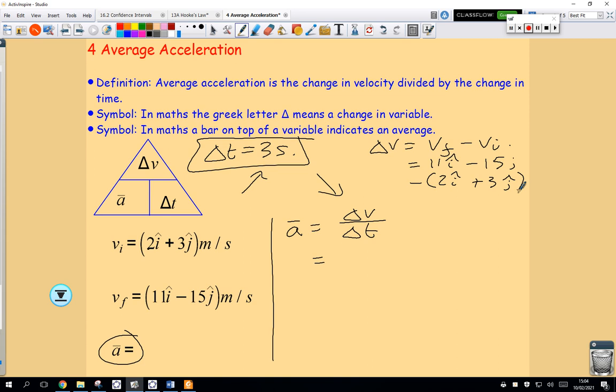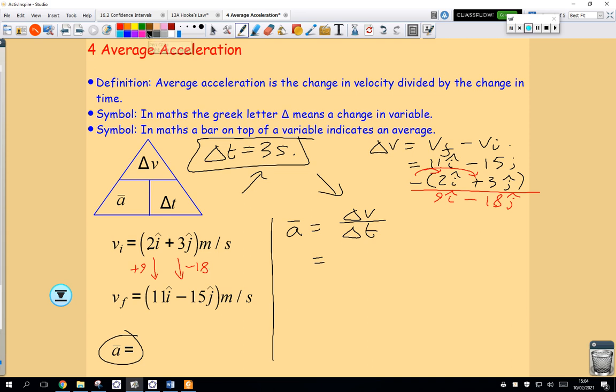And when we're subtracting, there are two terms: we have to subtract the 2, but also subtract the 3 from the negative 15. 11 subtract 2, that'll give me 9i hat. Negative 15 subtract 3, well, that'll be minus 18j hat. So my change in velocity is 9i hat minus 18j hat. In other words, we've increased our i component by 9 and decreased our j component by 18.